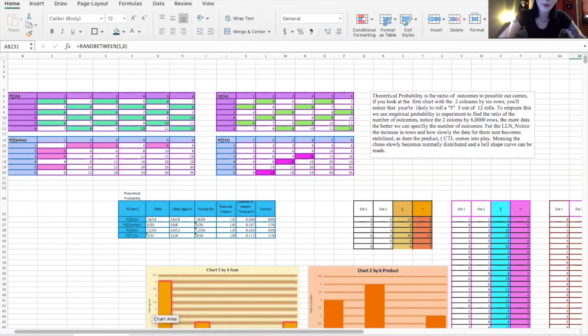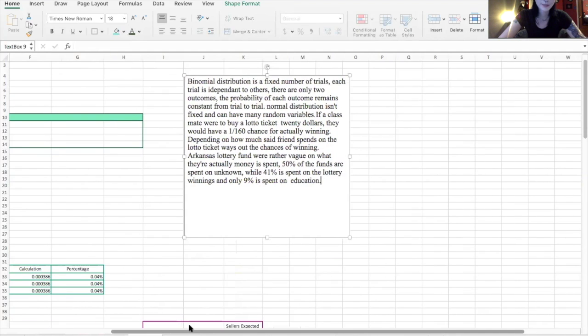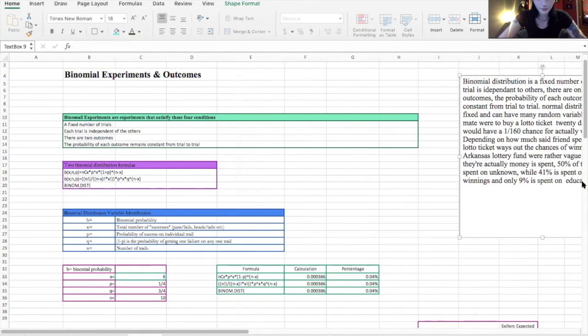Let's go to binomial. I had to practice this a couple of times, so if I'm still not saying it right, I'm so sorry. Binomial distribution is a fixed number of trials, and each trial is independent of the others. There are only 2 outcomes. The probability of each outcome remains constant from trial to trial. So you'll notice these first ones and how the percentages have stayed the same.